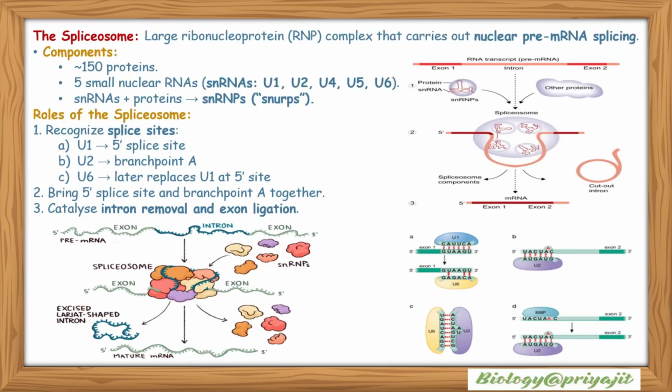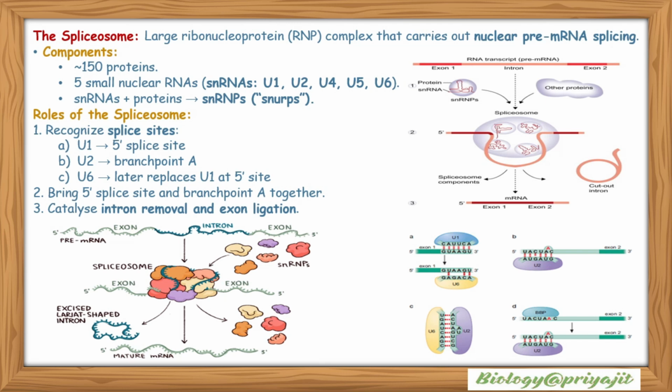The spliceosome: what happens? It is a large ribonucleoprotein (RNP) complex that carries out nuclear pre-mRNA splicing. Its components are nearly 150 proteins and 5 small nuclear RNAs, snRNAs: U1, U2, U4, U5, U6. These snRNAs and proteins together make the snRNPs, or snRPs.